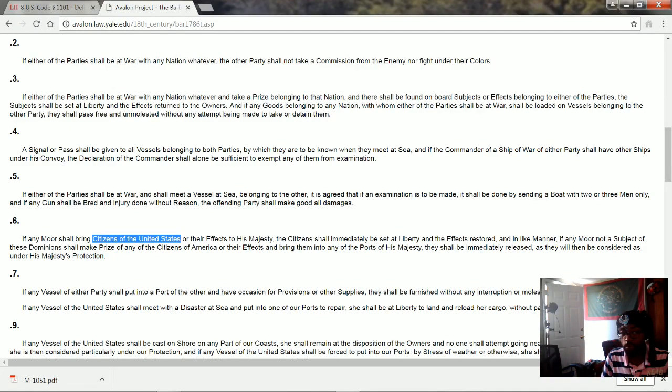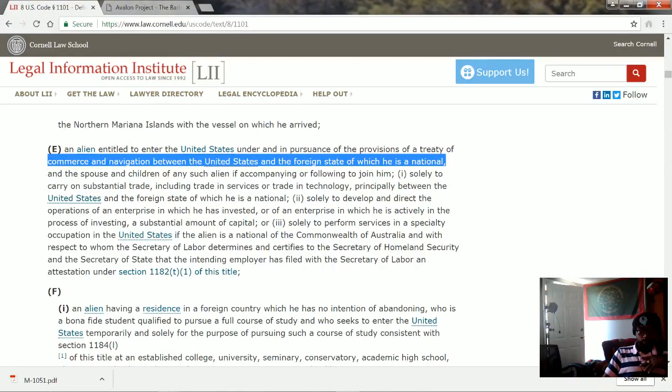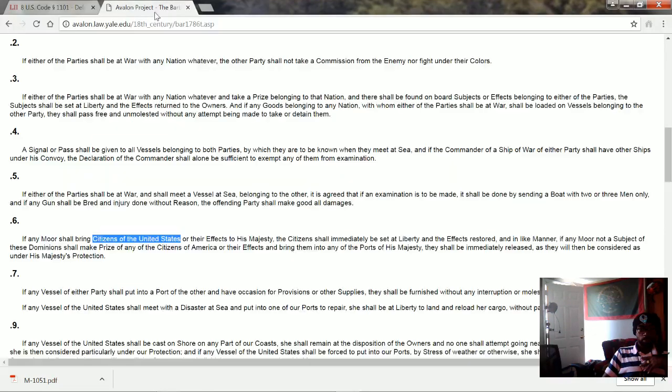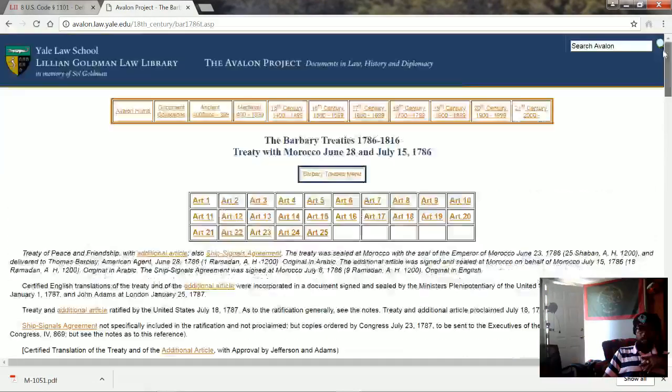So who are you? What country are you a national of? That has a treaty of commerce and navigation between your country and the United States, of which you are a national of. A treaty of commerce and navigation between the United States and the foreign state of which he is a national. So they got Moors, right? And we're dealing with Moors, Morocco.